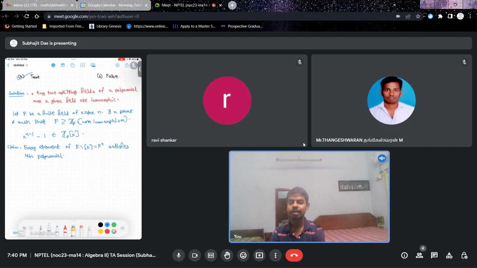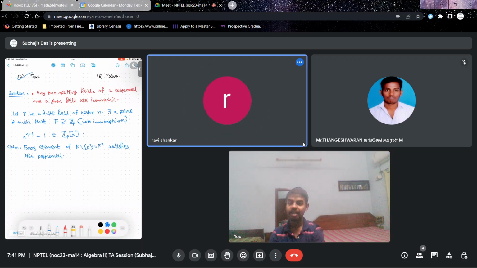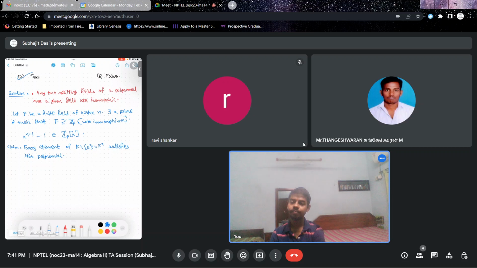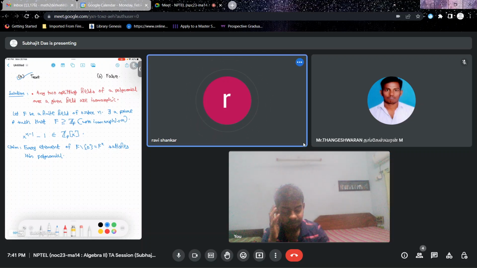You know F cross is a group under multiplication, right? What is the cardinality of F cross? If the cardinality of F is n, if the cardinality of the field is n, what is the cardinality of F minus 0? And it's a group under multiplication. So you know that if G is a finite group and if you take any element a in the group, then a raised to the power of the order of G is always equal to the identity, right? Now F cross has cardinality n minus 1, isn't it? So if you take any element, a raised to n minus 1.